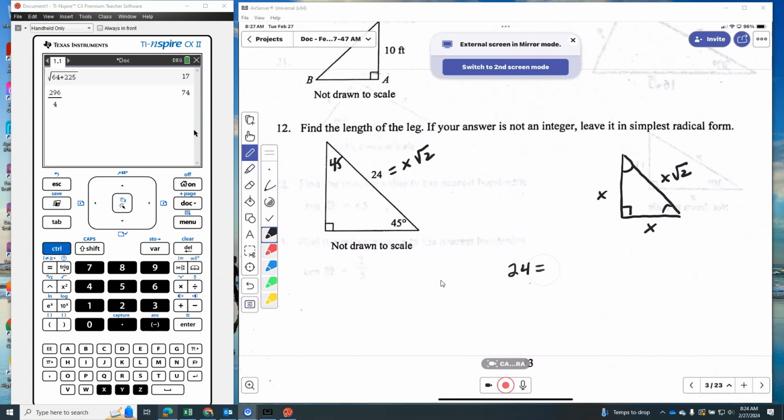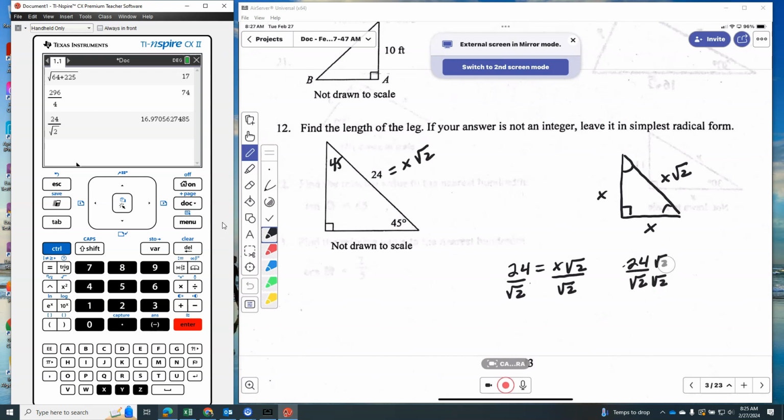24 equals x times the square root of 2. Divide this by square root of 2. Divide this by square root of 2. Let's see if this will do it. Let's see. 24 divided by square root of 2. Okay, it does give you 16.97. What you need to realize is that you have 24 divided by square root of 2. So you got to multiply this by square root of 2.